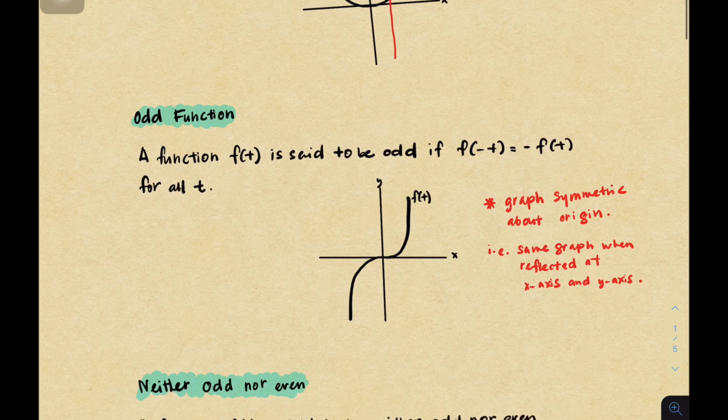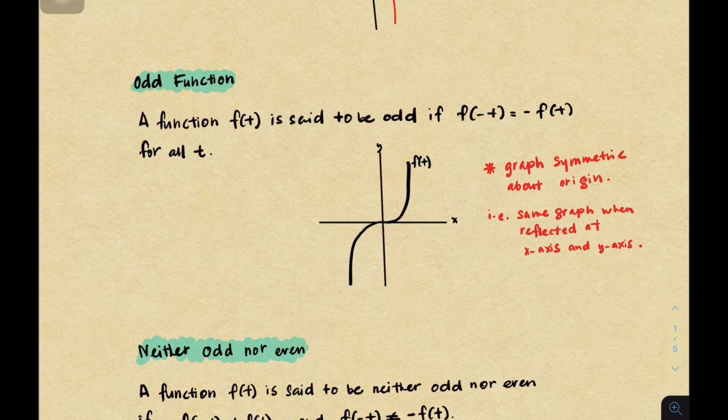Okay, and how about an odd function? If we substitute our t with negative t, but we don't get f(-t) equal to f(t), but we can take out the negative sign and see that f(-t) is equal to negative f(t), then this means that our function f(t) is an odd function. Let me give you an example.